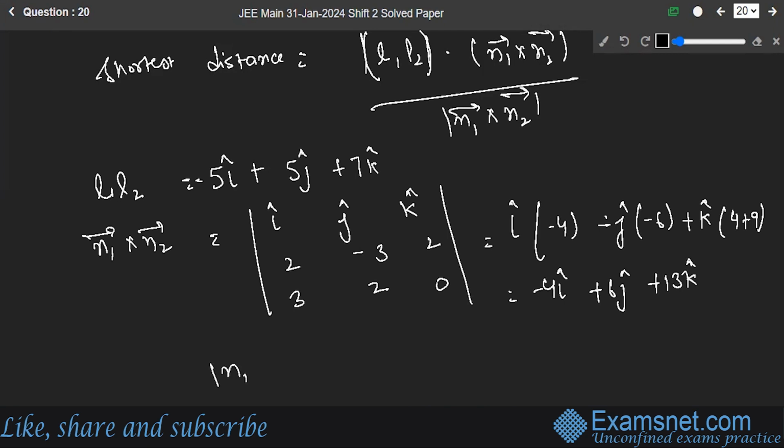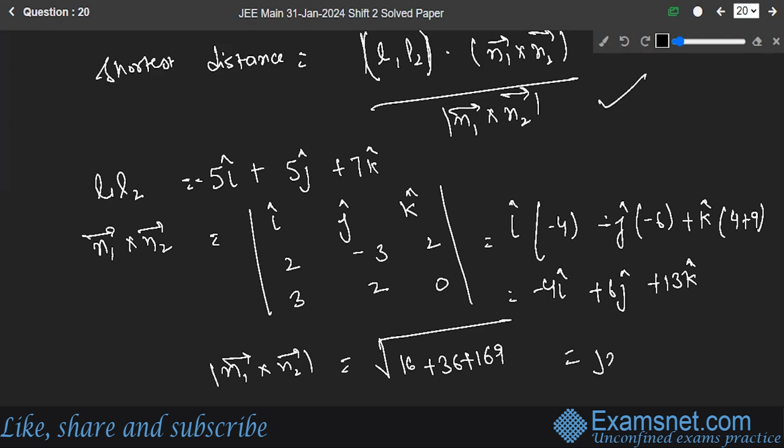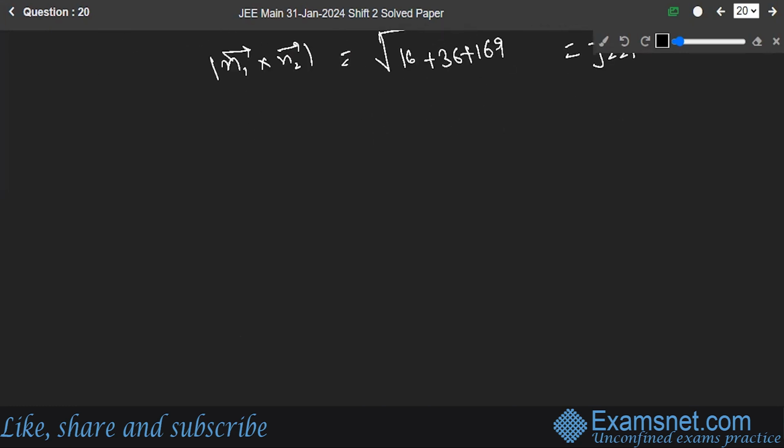Let's find out the magnitude also for this vector. This is equal to 4 square, which is equal to 16, and this is 36, and 169. Okay, now the shortest distance. On totaling, this is equal to root of 221.